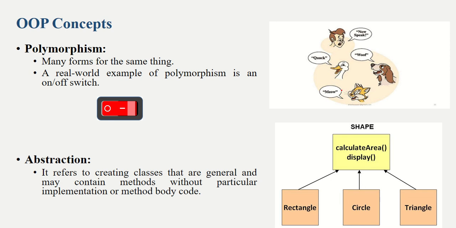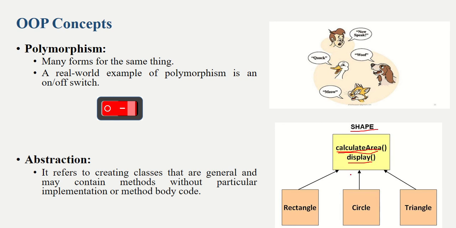Now abstraction is when you create an empty class that contains no methods and no data. Or if it contains data and methods, the methods have no code. So you create a class that has empty code. This is an example. We create a class called calculate shape, and it has two methods: calculate area and calculate display. But the shape has many forms. We have rectangle, circle, and triangle.